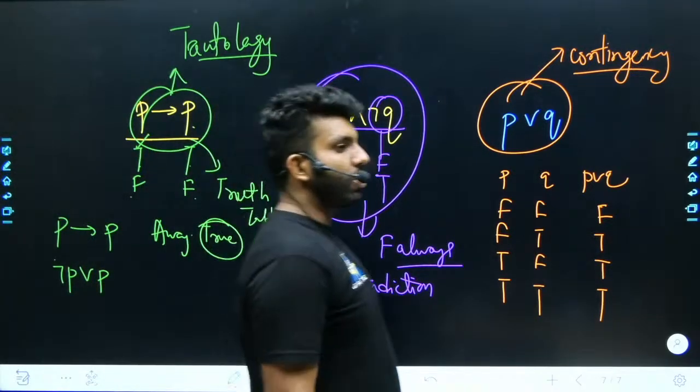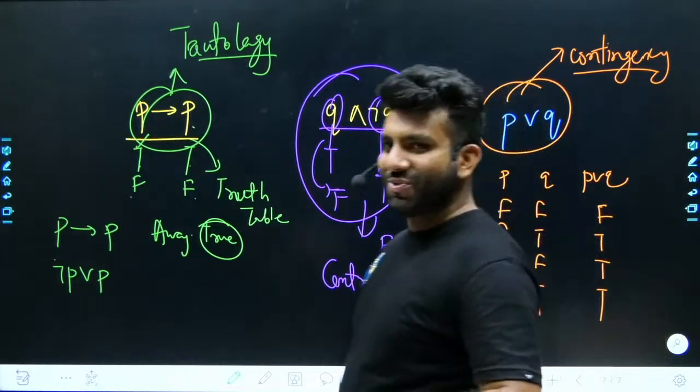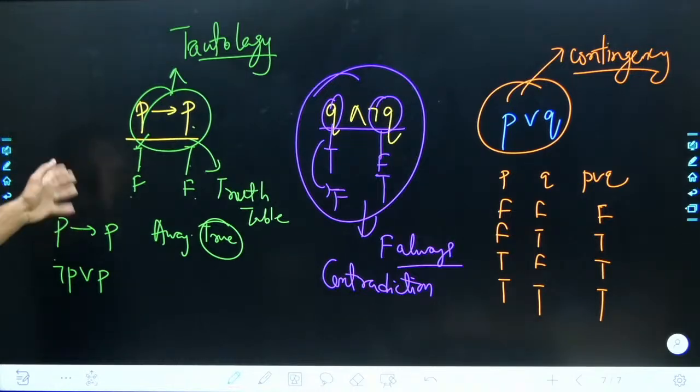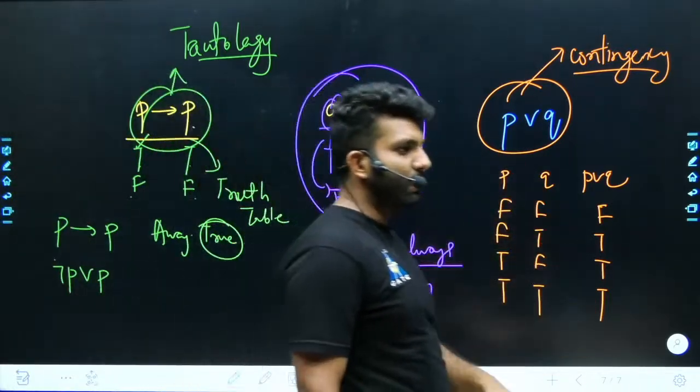So I hope this is clear to everyone. We have completed what we have learned over here: the different satisfiability conditions, satisfiability and unsatisfiability, and tautology, contradiction and contingency. I hope this is clear.